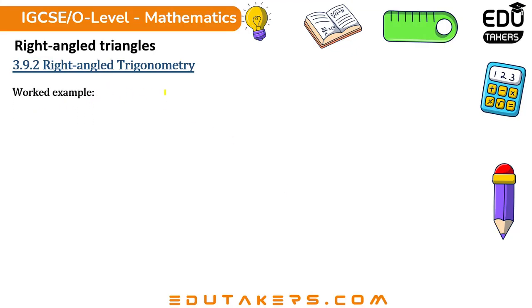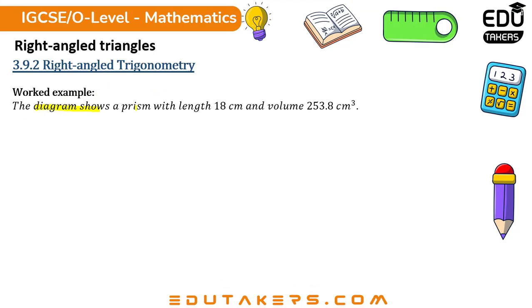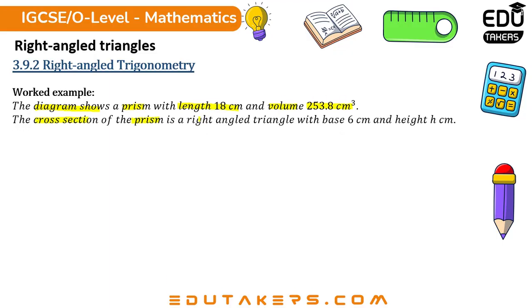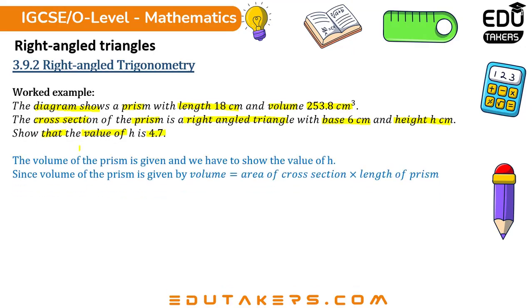Another worked example. The diagram shows a prism with length 18 cm and volume 253.8 cubic centimeters. The cross section of the prism is a right angle triangle with base 6 cm and height h cm. Show that the value of h is 4.7. The volume of the prism is given and we have to show the value of h. Since the volume of the prism is given by volume equals area of cross section times length of prism.